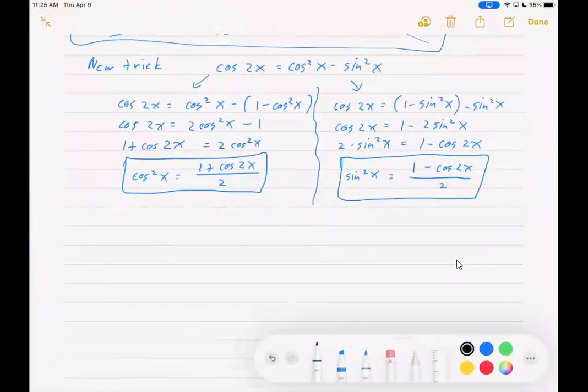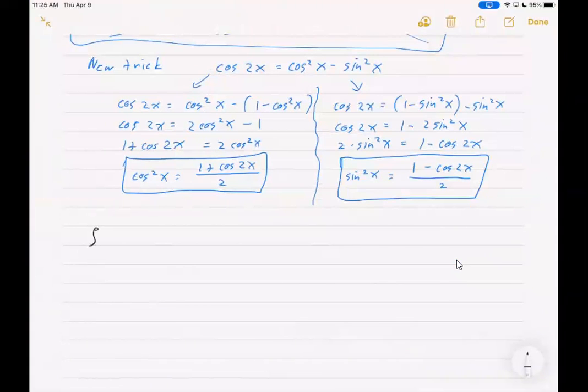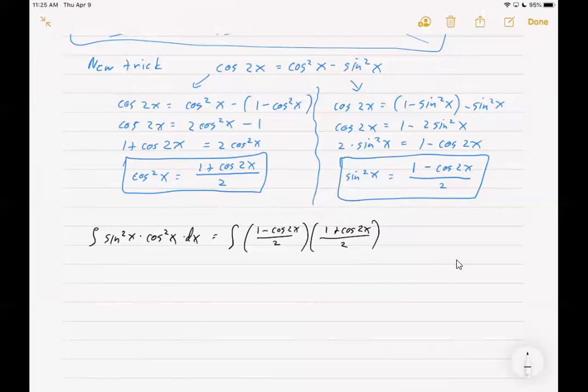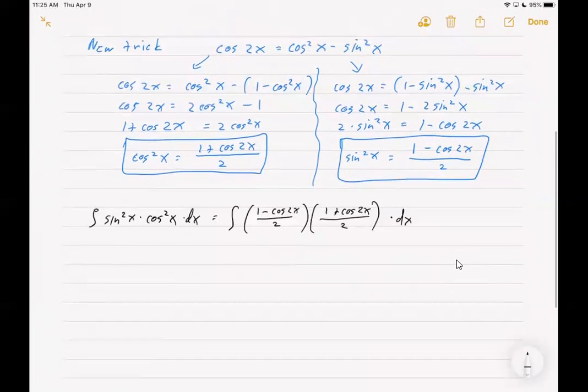So let's rewrite the problem we had been working on. We're still back on this example, the integral of sine squared of x times cosine squared of x with respect to x. We can now rewrite that as the integral of 1 minus cosine of 2x over 2 times 1 plus cosine of 2x over 2, all integrated with respect to x. All right, now this becomes easier. We've used our trig identities to rewrite this.